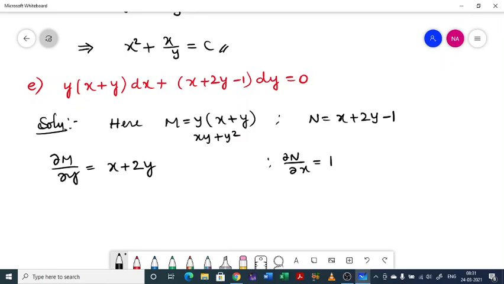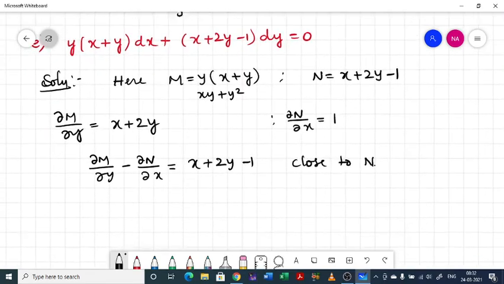is 1. Dou m by dou y minus dou n by dou x equal to, we get something different here. X plus 2y minus 1. So it is close to, not close to m, it is close to n. Actually not close, it is exactly n we are getting here.